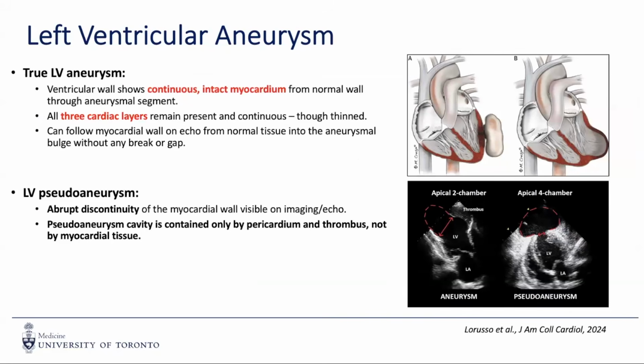This is a pretty high yield point when talking about LV aneurysms, and just to be able to differentiate it from LV pseudoaneurysms. And the key teaching point is that with an LV aneurysm, the myocardium is continuous, it's intact, versus with pseudoaneurysm, you have an abrupt discontinuation, as you can see on the diagrams and the echoes on the right, following which you have basically blood going outside, causing almost like a pseudoaneurysm cavity. And the cavity with the pseudoaneurysm is actually composed of pericardium and thrombus and not myocardial tissue, which is really the main difference that you can appreciate here.